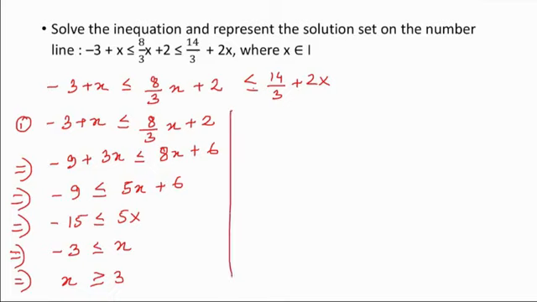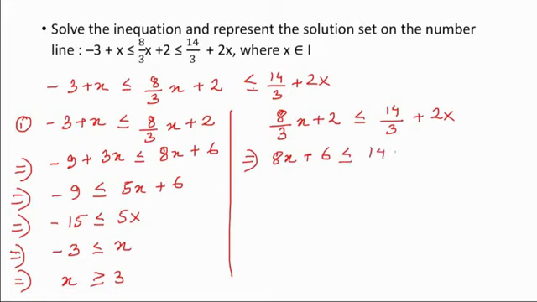Now let's solve the second part of this inequation. So the second part is 8 over 3 x plus 2 is less than or equal to 14 over 3 plus 2x. Again, in order to simplify that, we multiply it with an appropriate factor, and here the appropriate factor is 3. So 8x plus 2 times 3, that becomes 6, is less than or equal to 14 plus 2 times 3, that is 6x.